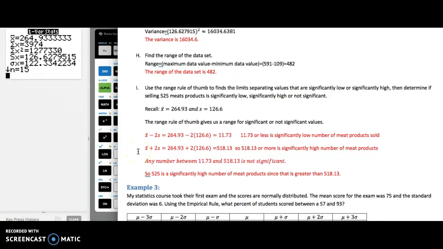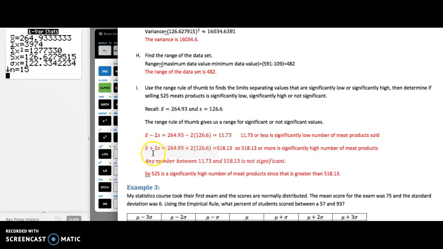The range rule of thumb says if you go 2 standard deviations from the mean, that's going to give you a range of significant versus non-significant values. So if you start at your average and subtract 2 standard deviations, so our average was 264.93, subtract 2 times your standard deviation, which is 126.6, you end up with 11.73. So what this is saying is that 11.73 or less is considered a significantly low number of meat products.